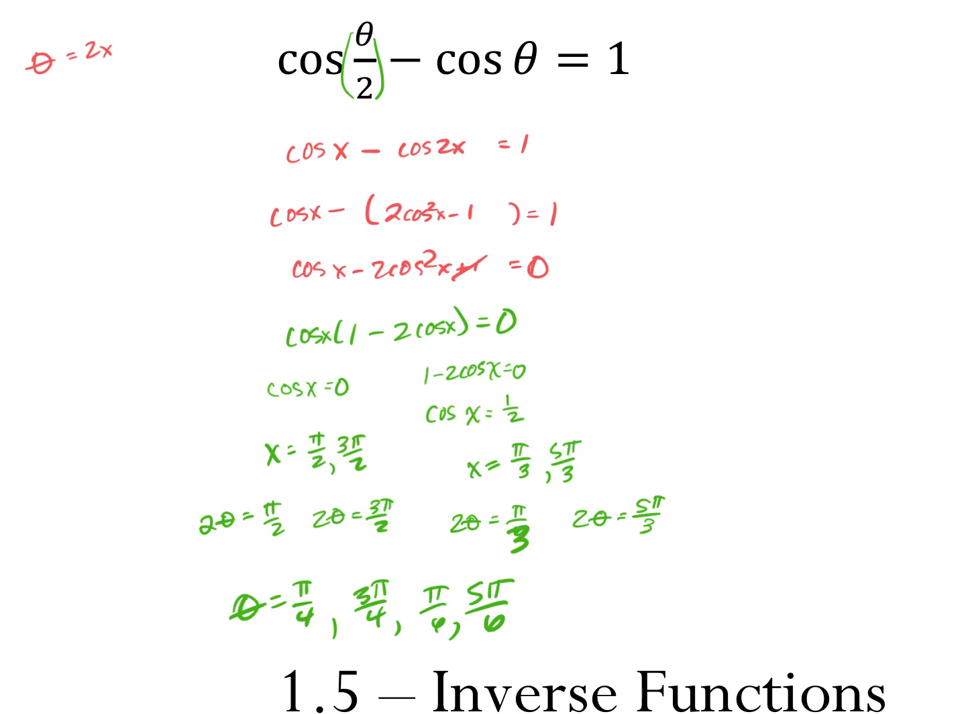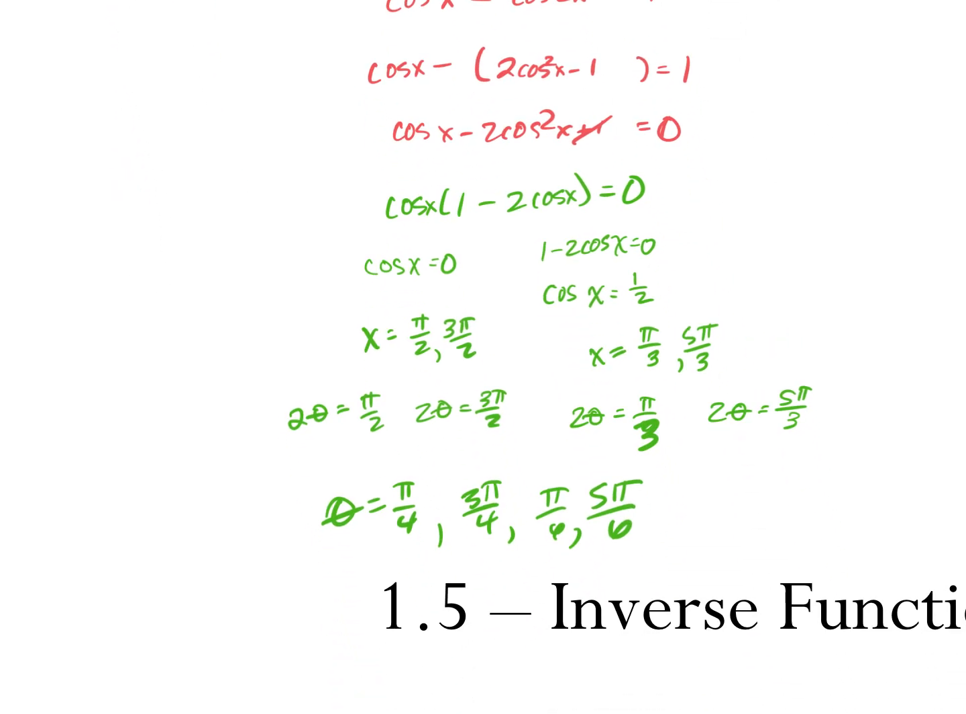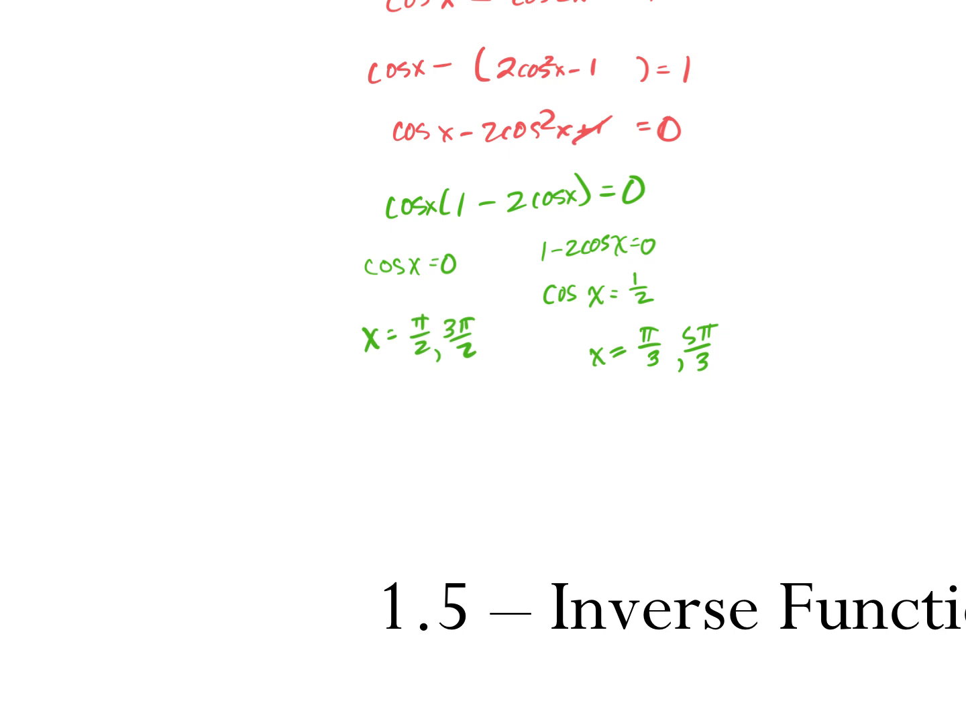We did, because we replaced x with 2 theta, but x is equal to theta over 2. Did you guys catch what I'm saying here? Yeah. Okay, so I'm going to take out everything after we found what x is. So what we really found was that theta over 2 is equal to pi over 2, or 3 pi over 2. And likewise, theta over 2 is equal to pi over 3, or 5 pi over 3.